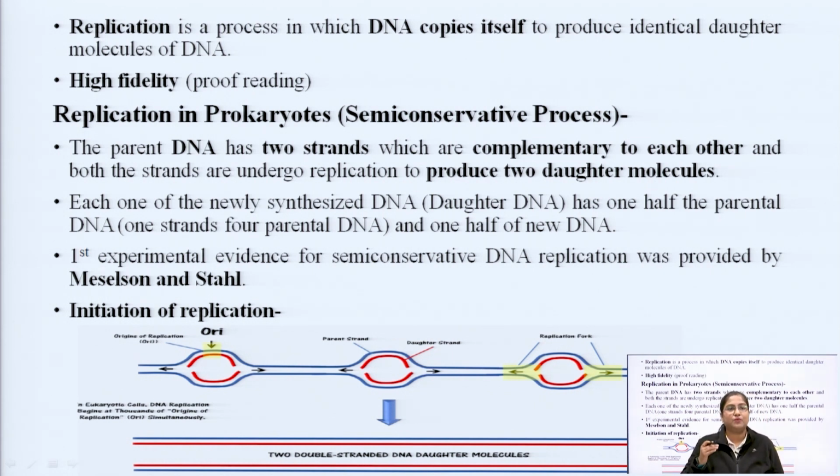That means it should be with proofreading. If any repair mechanism is needed, DNA will repair itself at the same time, so that the mistake cannot be repeated several times, and mistakes cannot be transferred to the daughter cells and so on. So the correction should be made at the same time if the DNA detects a mistake happening. So, now the process of replication in prokaryotes.